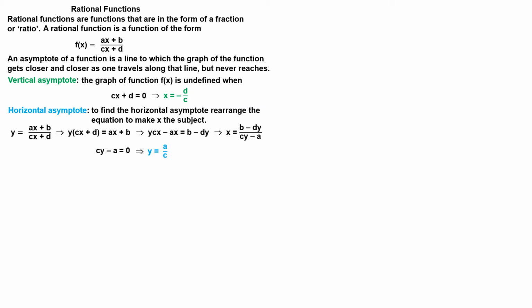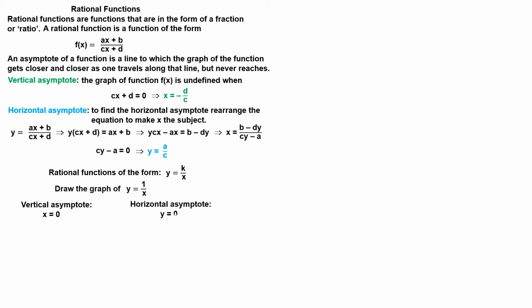Now let's see how to sketch a rational function with our graphing calculator. Rational functions of the form. This is the simplest rational function. It's called a reciprocal function. Draw the graph of the function. First, find the vertical and horizontal asymptotes. Draw the asymptotes.